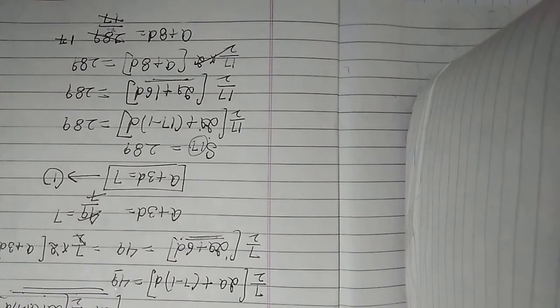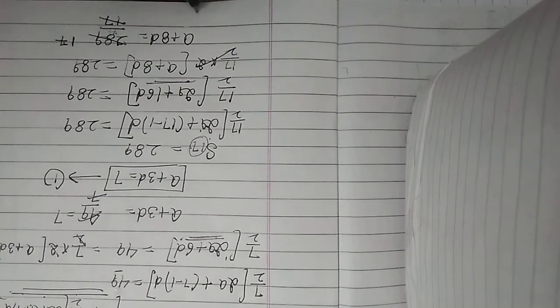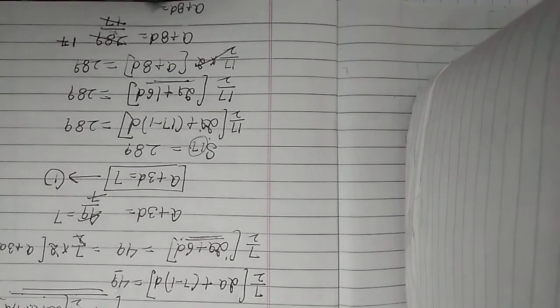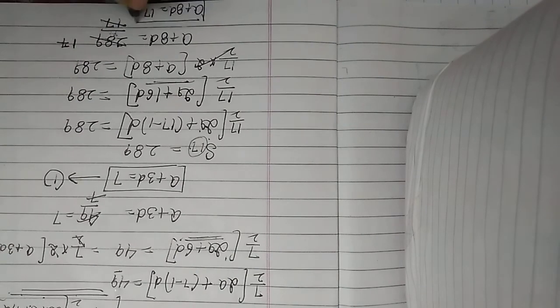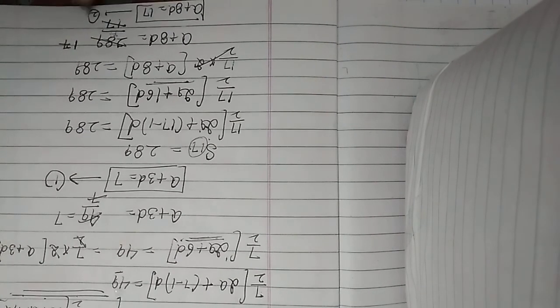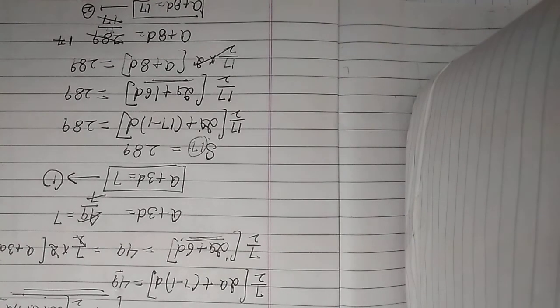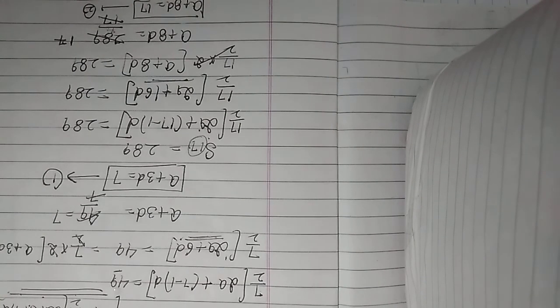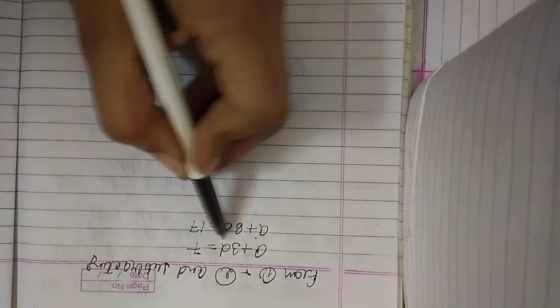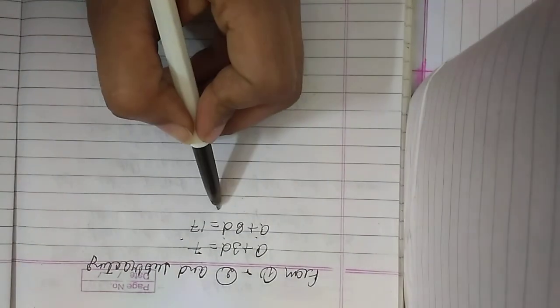17 into 7, 289. So 8 plus 8d equal to 17. This is taken as the second equation. Now solving the first and second equations for getting the value of a and d. a plus 3d equal to 7, a plus 8d equal to 17.